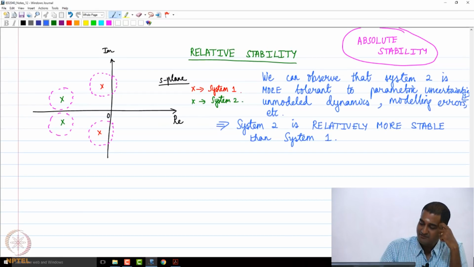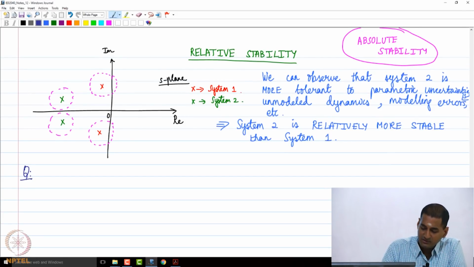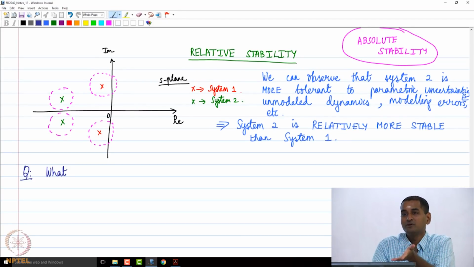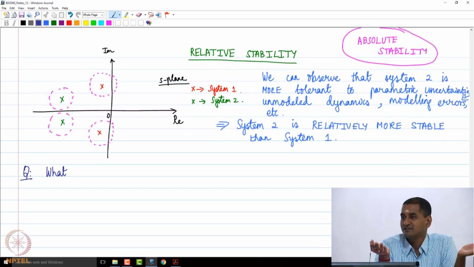Essentially, that is the question we are asking ourselves as far as relative stability is concerned. Now that we understand what relative stability is, the question we need to ask is this: this is a very qualitative discussion, is it not? You plot the open loop poles, that is the poles of the system transfer function, and say, hey, look, this system is relatively less stable than the other one.